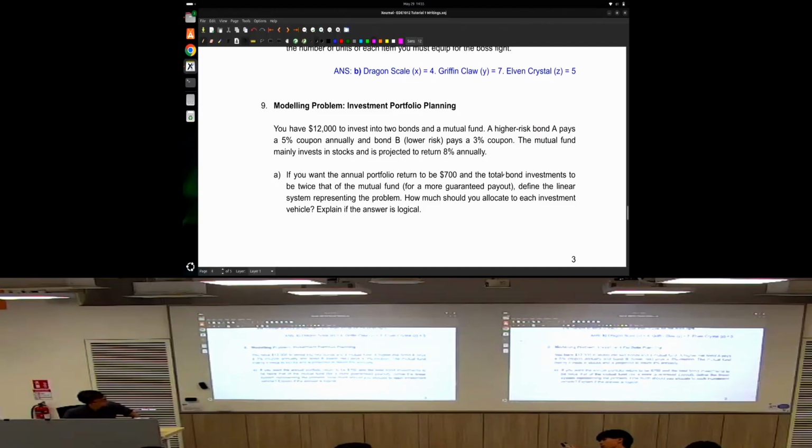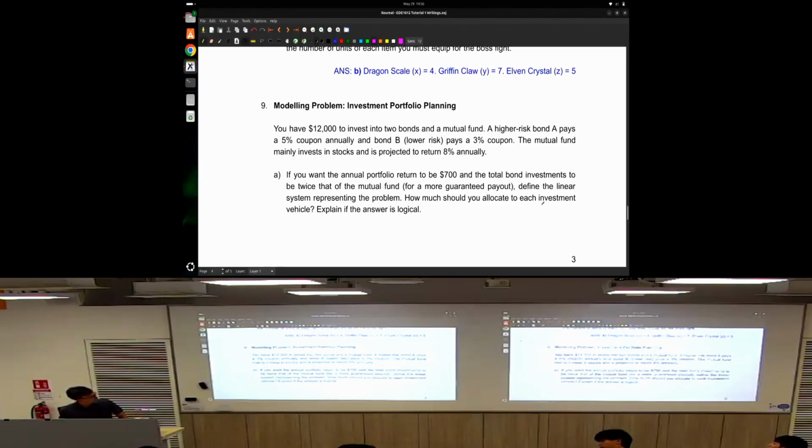So this is your condition. Because you have 12,000, you want the annual return to be 700. Okay, $700 for the whole year, for 1 year, right? And then because you're a bit risk averse, you want the bond investments to be twice that of the fund investment. Because stocks are more volatile, more risky. So therefore you want to invest more in the bond. At the end of the bond tenure, you get back your principal.